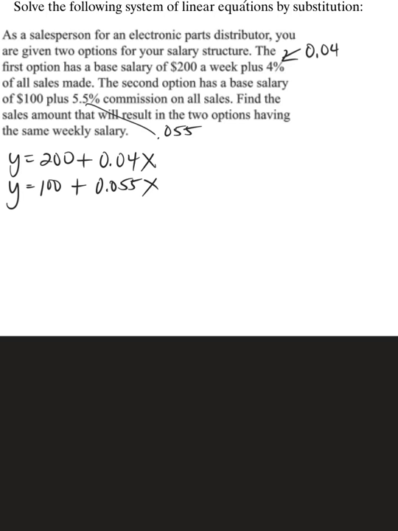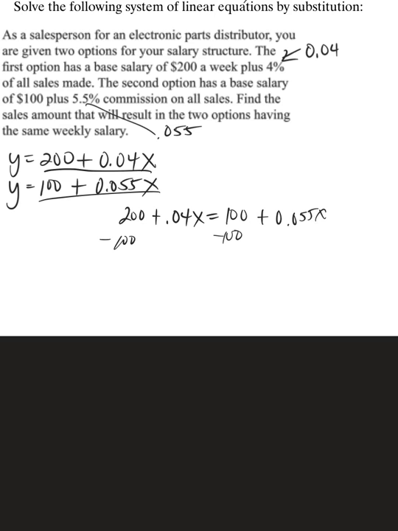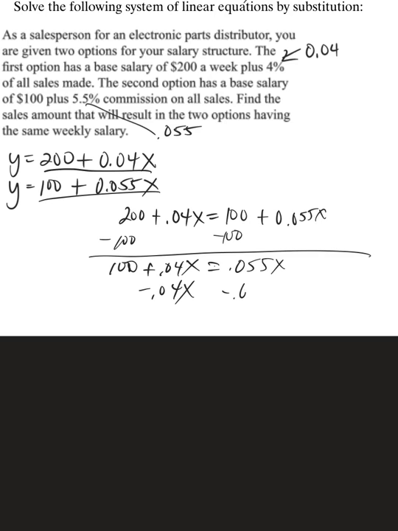But again, we're going to set these two equal to each other. 200 plus 0.04x equals 100 plus 0.055x. I'm going to take 100 away from both sides. I'm also going to take 0.04x away from both sides, which gives me 100 equals 0.015x. The last step would be to divide both sides by 0.015.